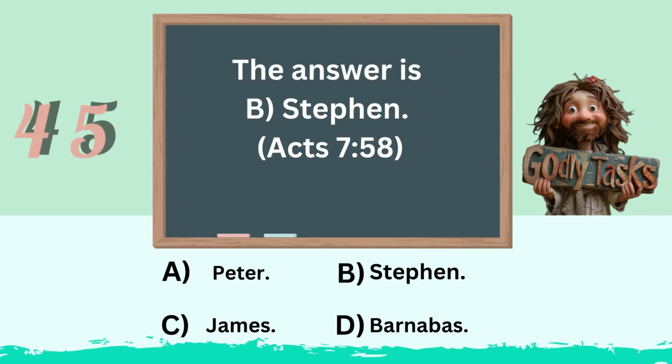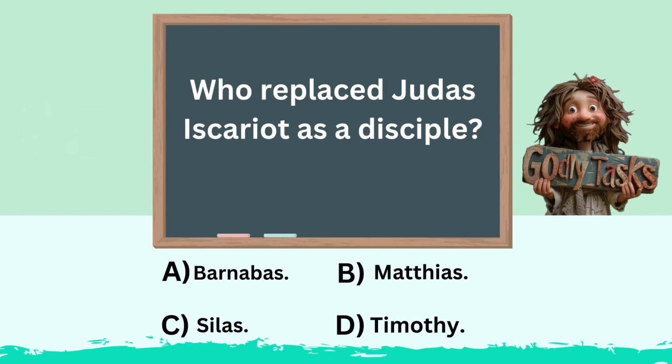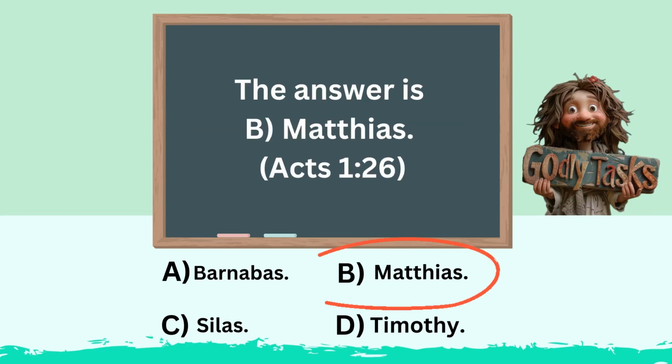Question 45. Who replaced Judas Iscariot as a disciple? A. Barnabas. B. Matthias. C. Silas. D. Timothy. The answer is B. Matthias, Acts 1:26.